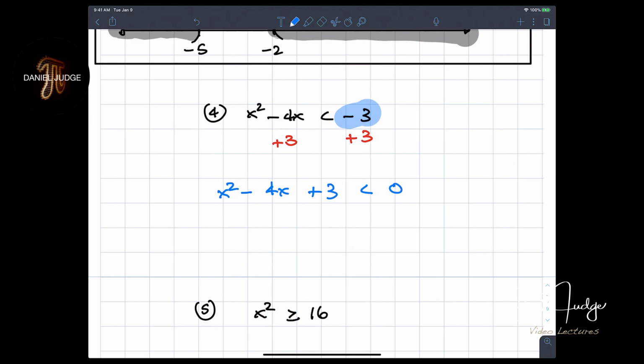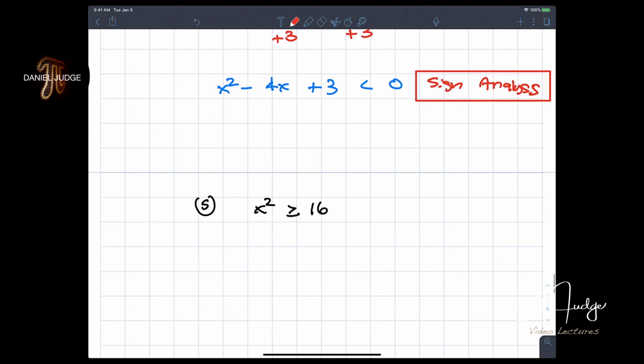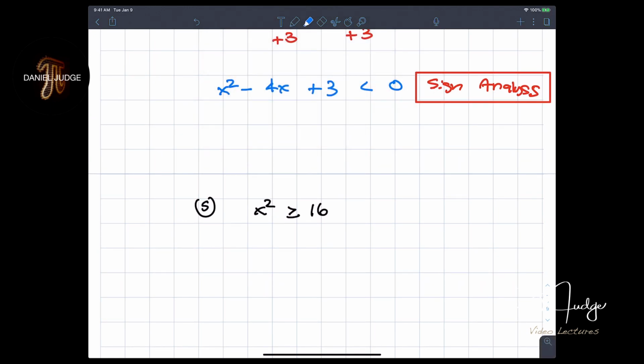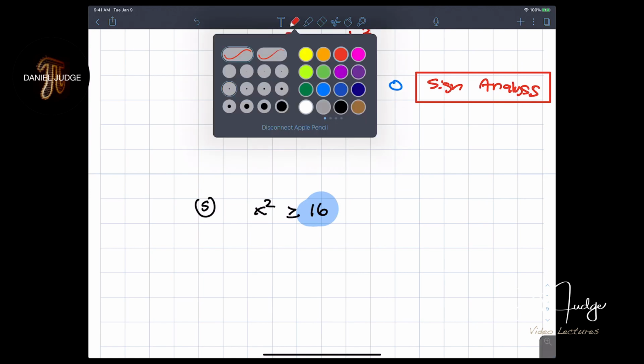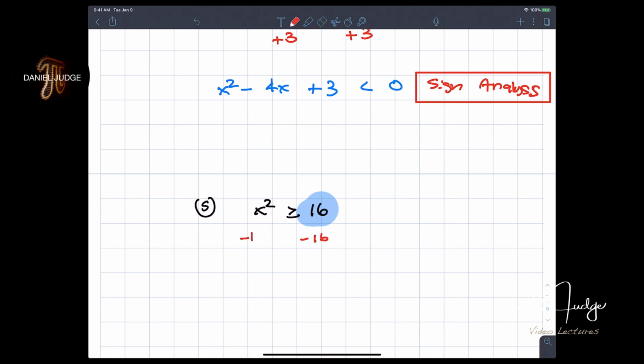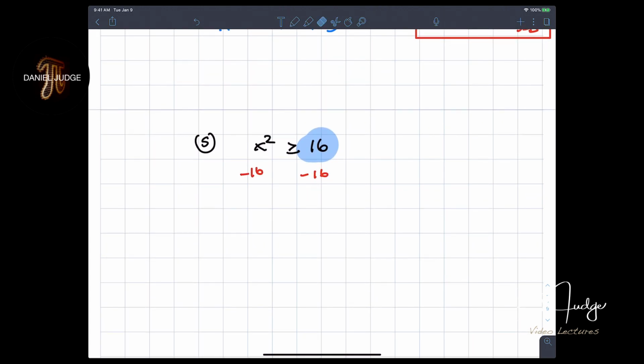So now, ladies and gentlemen, now we could use a procedure called sign analysis, so you guys know. And that's what we learned. And then if I said to you, what about the next one? Notice the next one is the same here. You got a 16 there. You need a 0. Well, you can fix that very easily. Subtract 16 from both sides. And what you end up with is, here's what you get. X squared minus 16 is greater than or equal to 0.